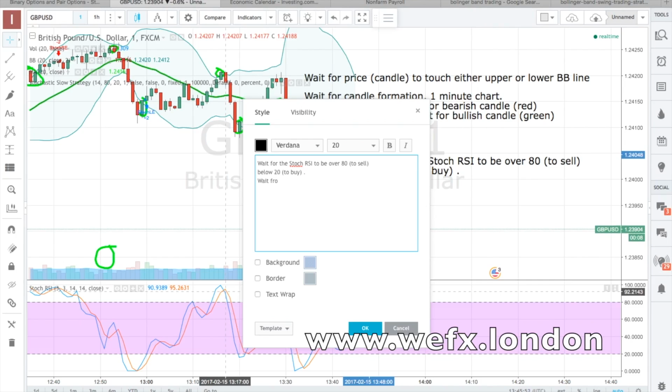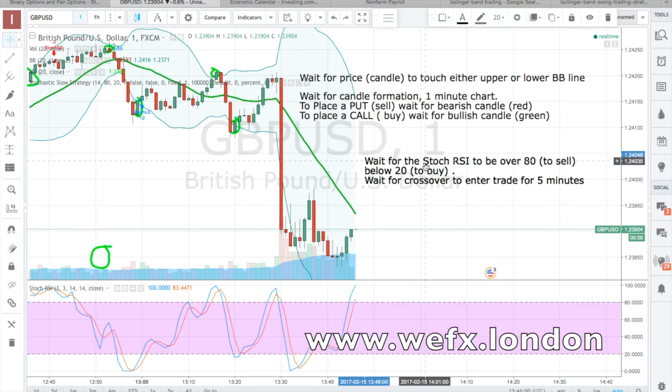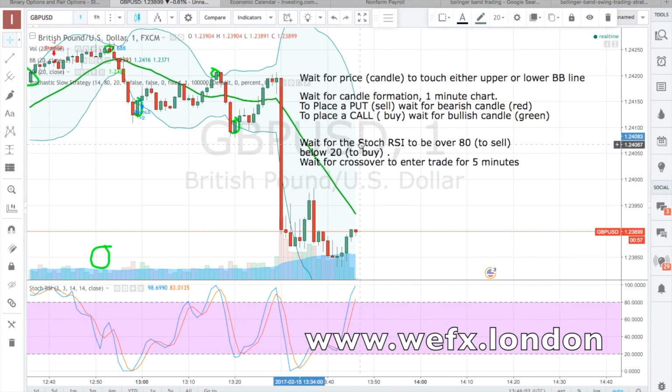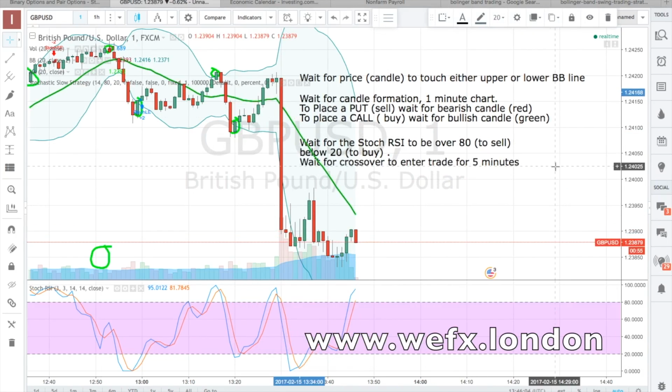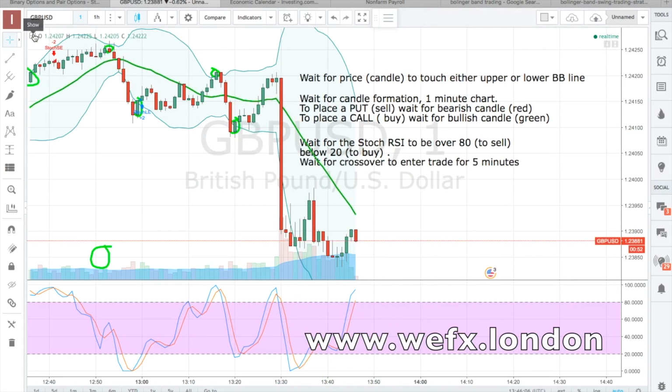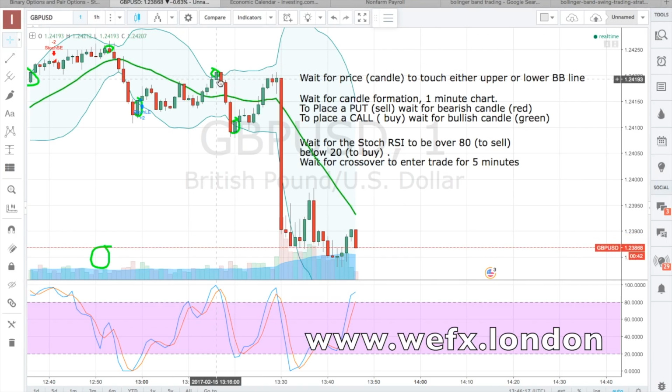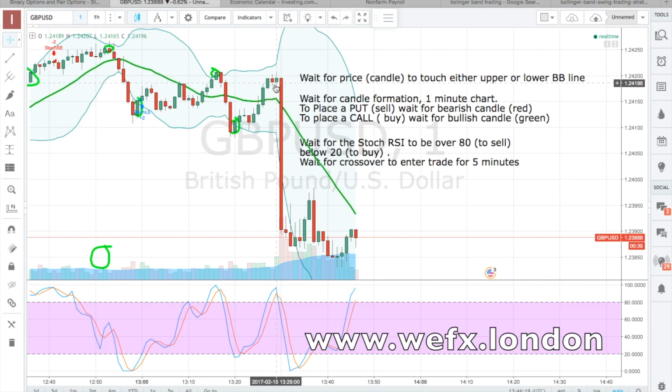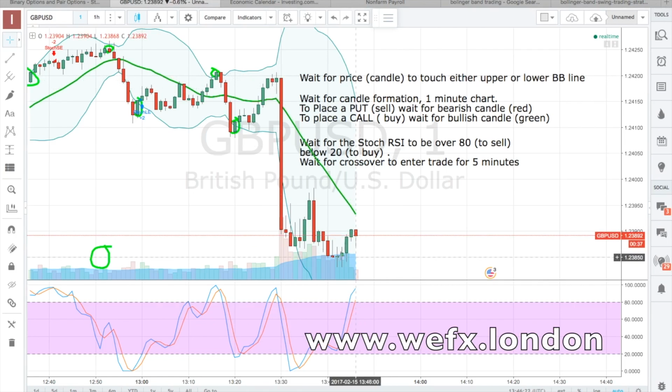Wait for the crossover to enter the trade for 5 minutes. Boom, easy as that. Okay, so I've given you a really easy strategy. If anyone's starting out, who might be a bit nervous, might not know a good strategy, or doesn't want to learn about support and resistance and price action, I've given you the basic stuff you need to know about the candles, the wicks, the tails, and how to enter this trade.